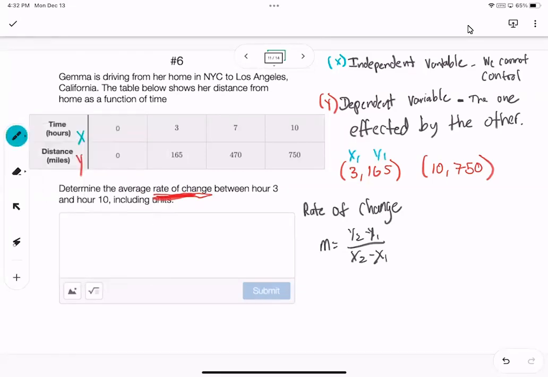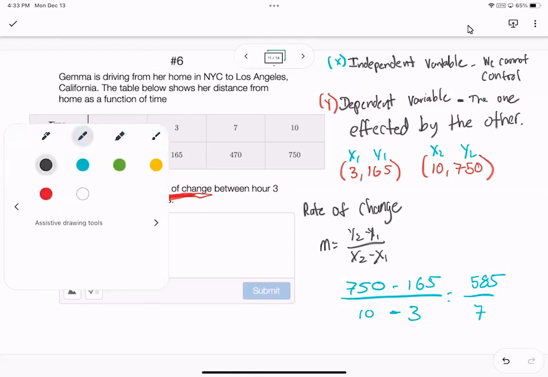x1, y1, x2, y2. And now we're just going to plug it in. We have 750 minus 165 divided by our x2, which is 10, minus our x1. Sorry, our x1 is 3. Now if we do 750 minus 165, that gives us 585 divided by 10 minus 3, which is 7.